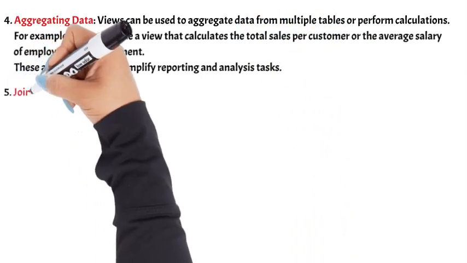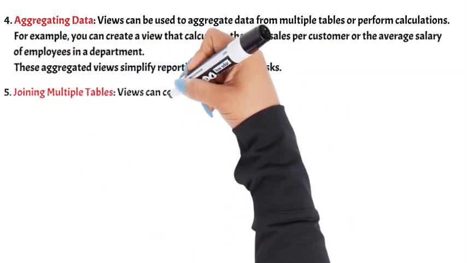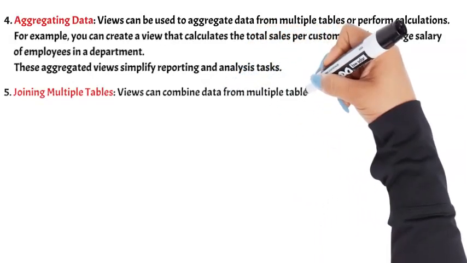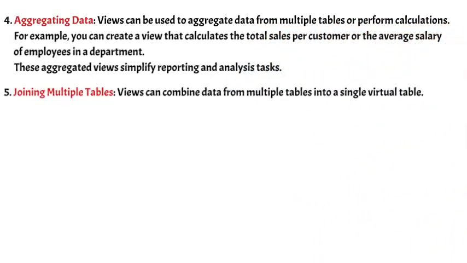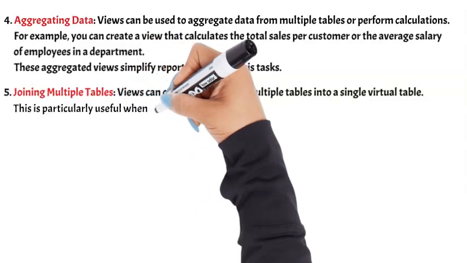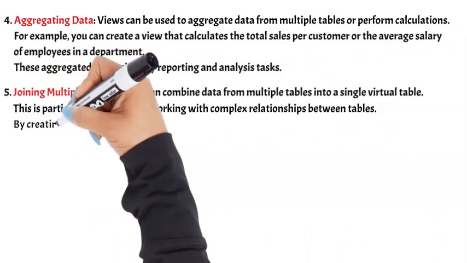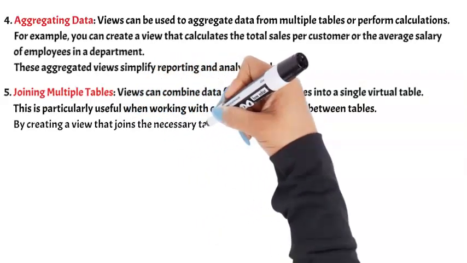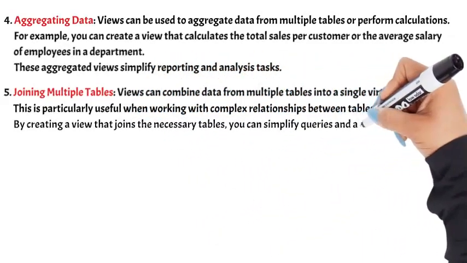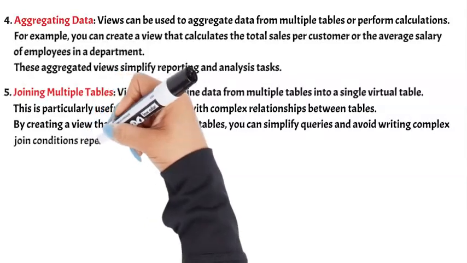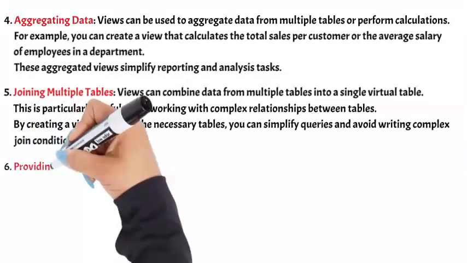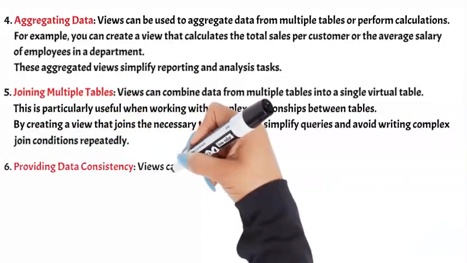5. Joining multiple tables. Views can combine data from multiple tables into a single virtual table. This is particularly useful when working with complex relationships between tables. By creating a view that joins the necessary tables, you can simplify queries and avoid writing complex join conditions repeatedly. 6. Providing data consistency.